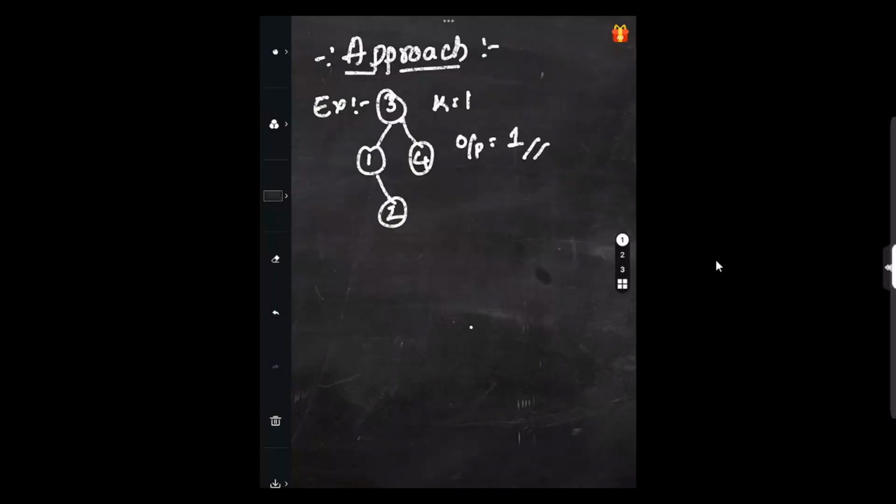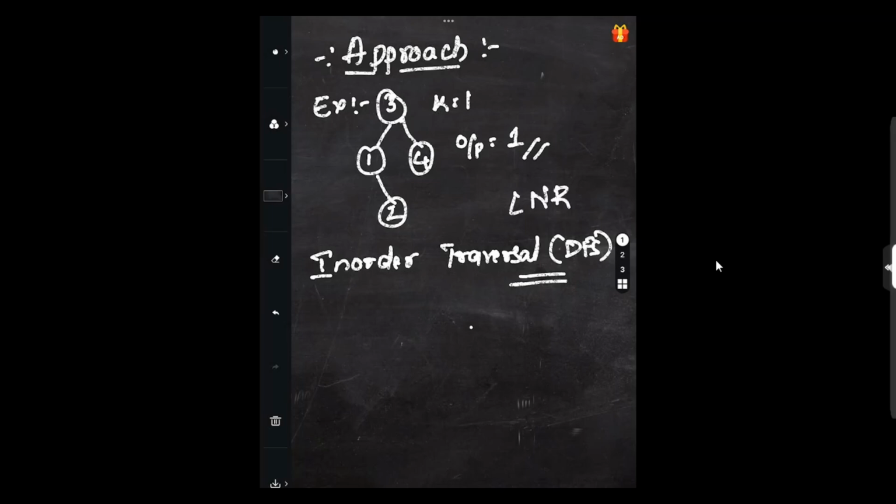Let's discuss the approach step by step. The approach that we'll be using for this problem is in order traversal, DFS with in order traversal. A binary search tree in order traversal has to satisfy the condition LNR. It starts from left, then node, then right. First we consider left, then node, followed by right.